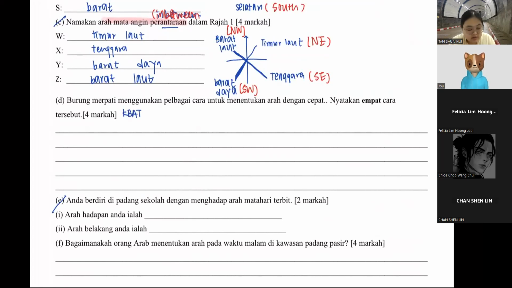All right, they said burung merpati menggunakan pelbagai cara untuk menentu arah dengan cepat. Nyatakan, state. State means what? No need to explain. 4 cara. Cara means what? Way. Tell me 4 ways, right? You see, burung. Maybe you don't know what is burung merpati, but you just know this is a bird, right? Birds will fly here and there, right? So they have a lot of ways to determine direction. So normally, how does a bird find locations?